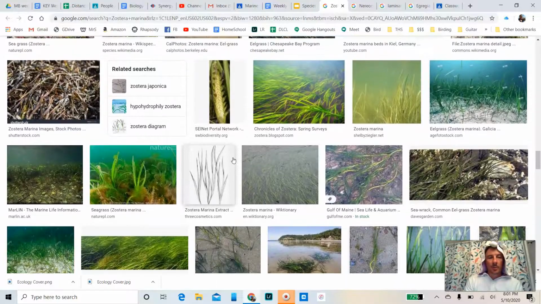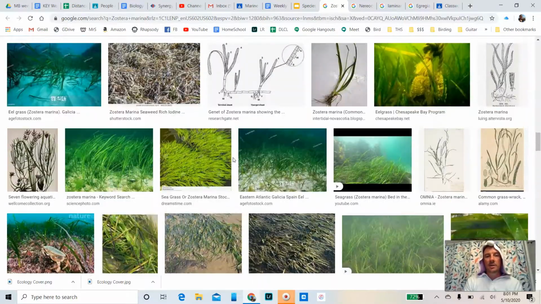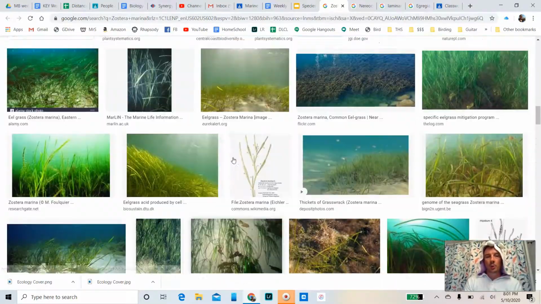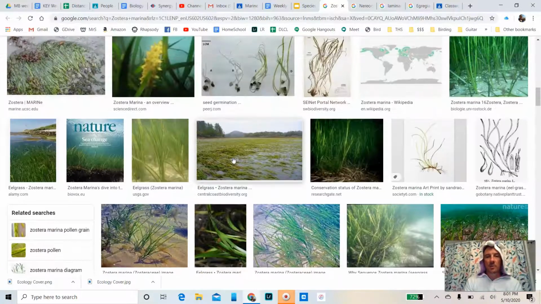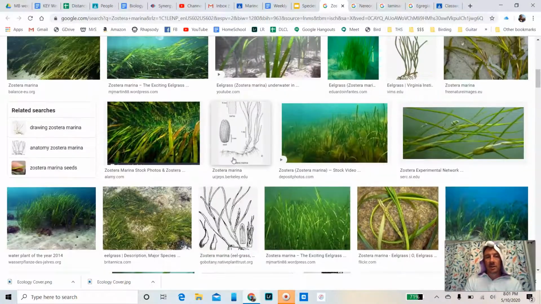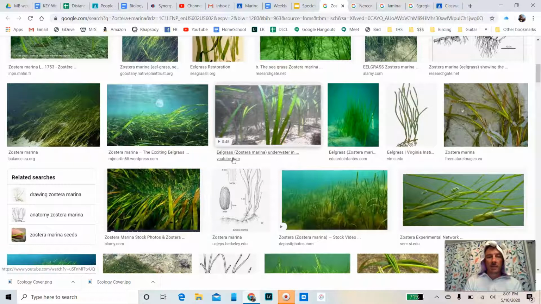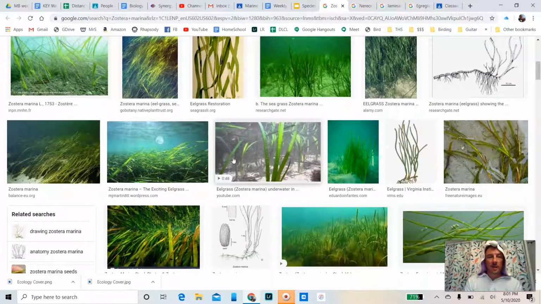Eelgrass beds have been ripped up and really heavily damaged historically through dredging. People try to open up bays and estuaries so that boats can move in and out more easily for shipping and industry, and they send in these dredges and just dig out the eelgrass beds. And this ends up having a really negative effect on the whole bay ecosystem itself, but also on things like fisheries and clams and other things.